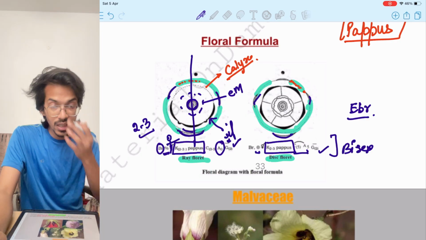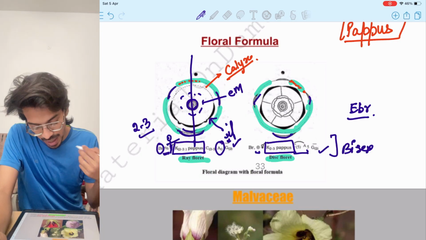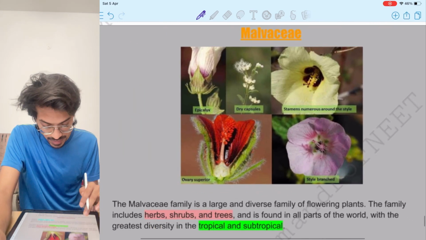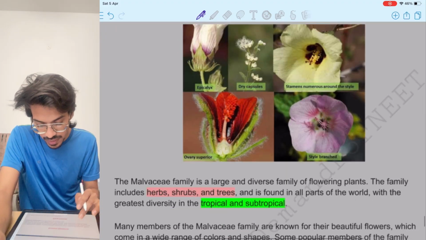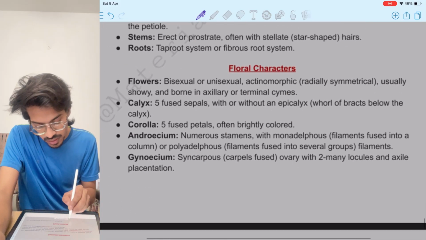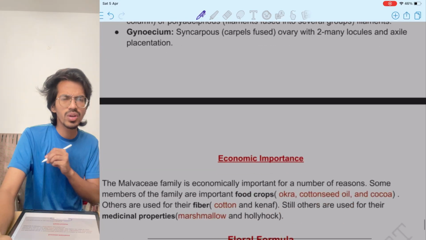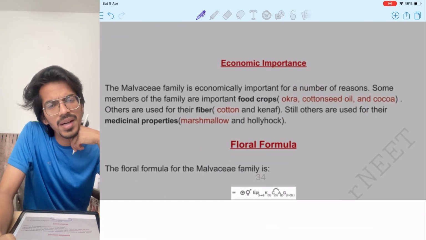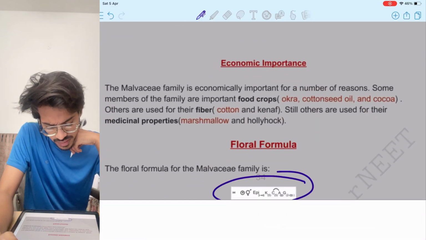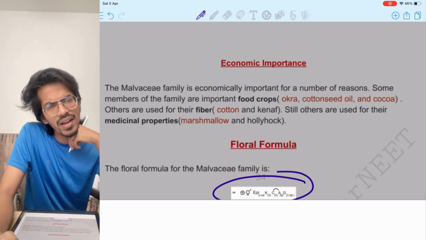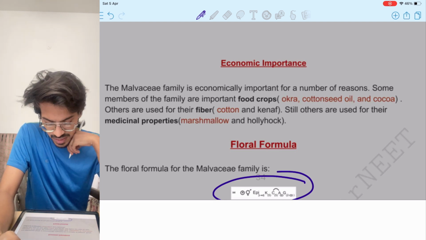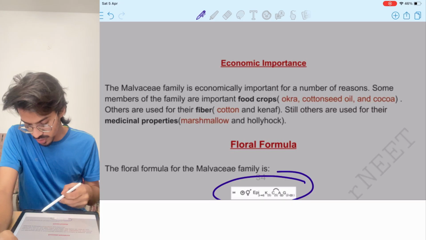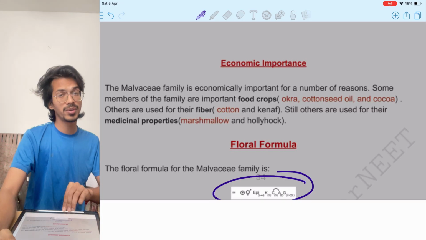The next thing is the Malvaceae family. Malvaceae family is the okra family. In this family, you can remember all the features. Fruits and such you don't have to remember. The floral formula is given to you, which you just have to remember, and on that basis you have to make a diagram. This is an easier one to make. I hope you will be able to do it, because the epipetalous condition can't be seen here. So let's see whether you are able to do it or not.